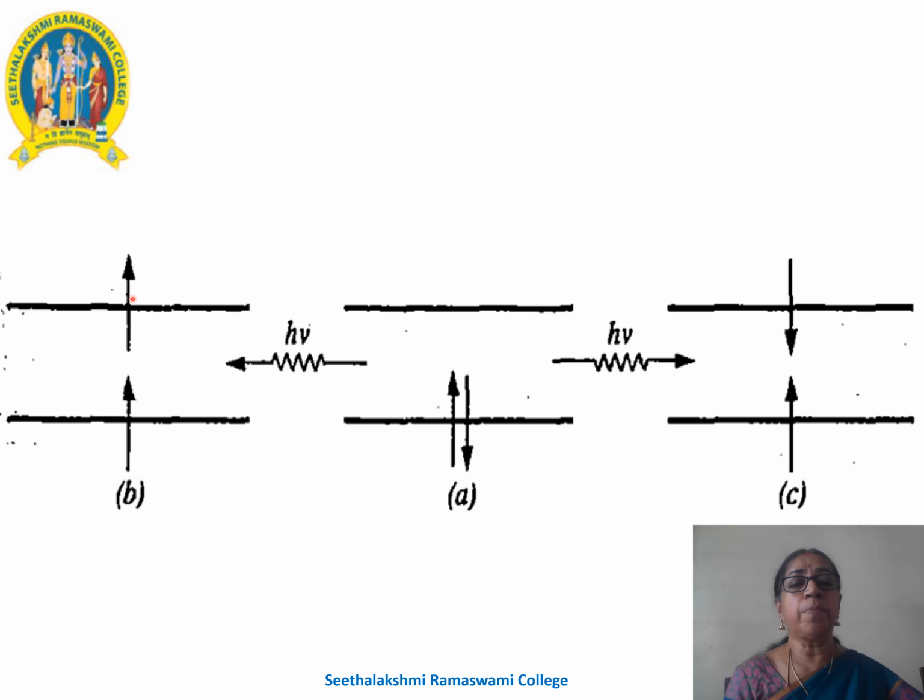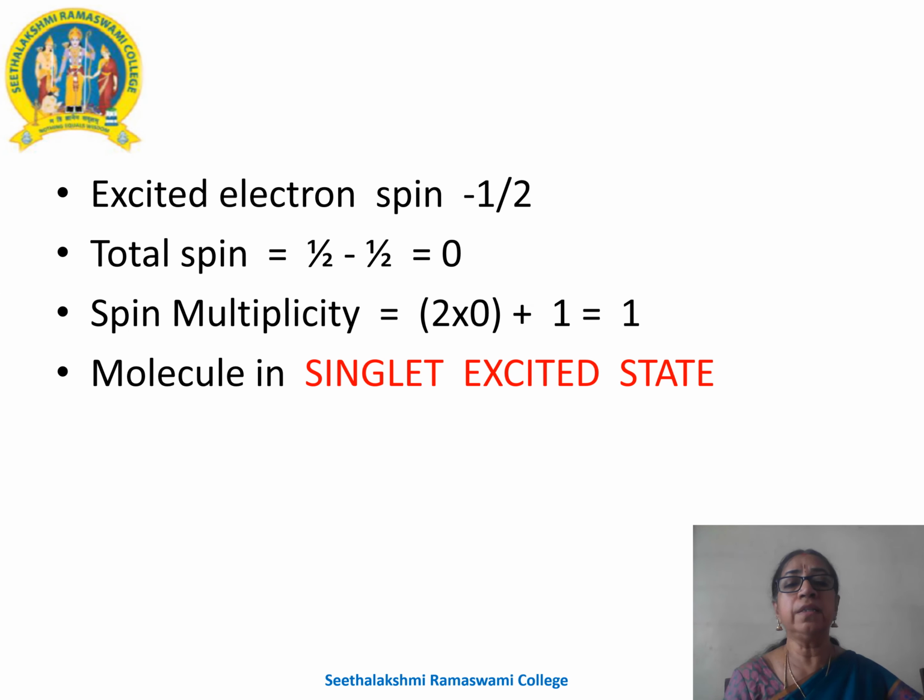If it has a positive spin value, then the total spin will be 1. So the excited state is represented as excited triplet state, that is triplet excited state. If the spin of the two electrons are opposite, then the total spin will be 0. Then the multiplicity will be 2s plus 1, that is 1. Now the molecule is said to be in singlet excited state. This is given in the next slide.